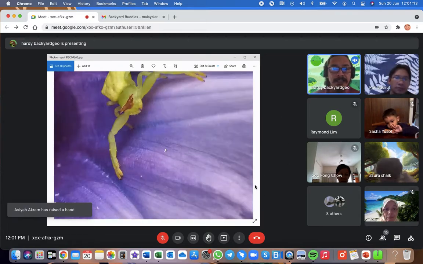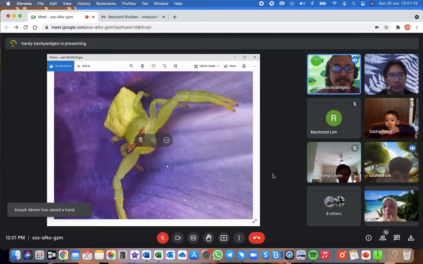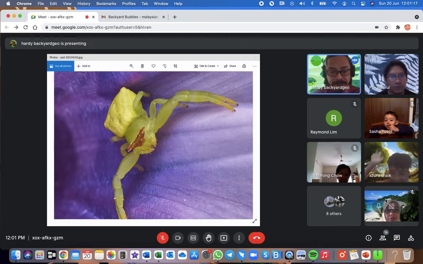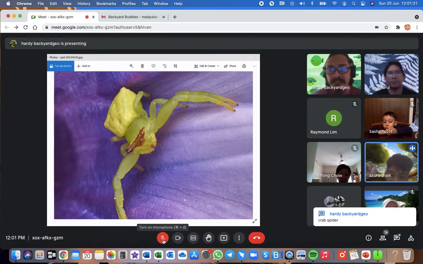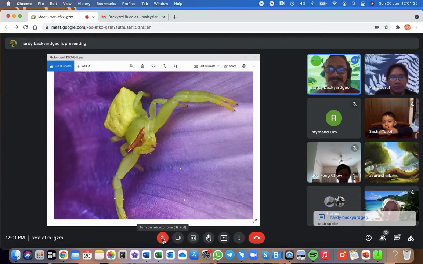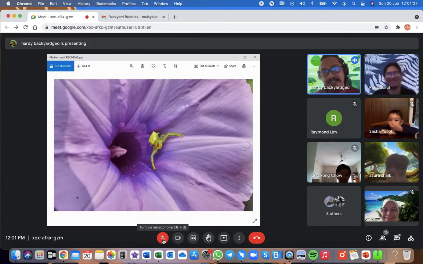This is called a crab spider. You know crab spider? Yeah, I know. It's the one that catches prey and changes color. Not really, but yes, this is a crab spider.